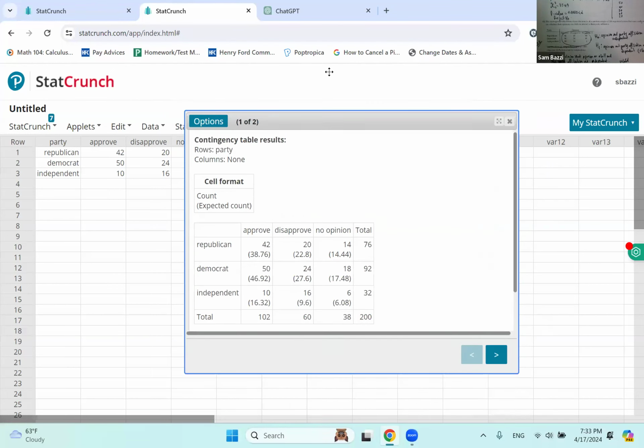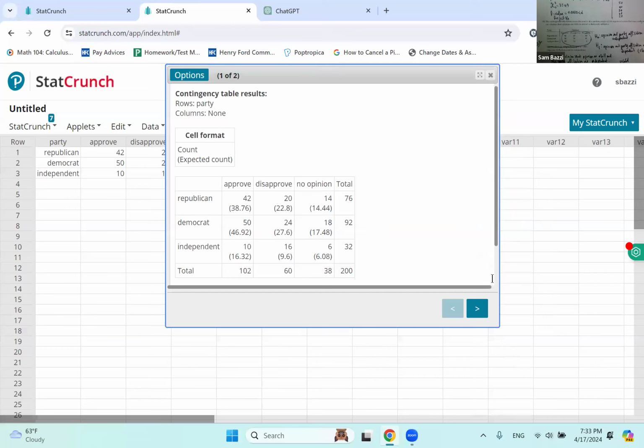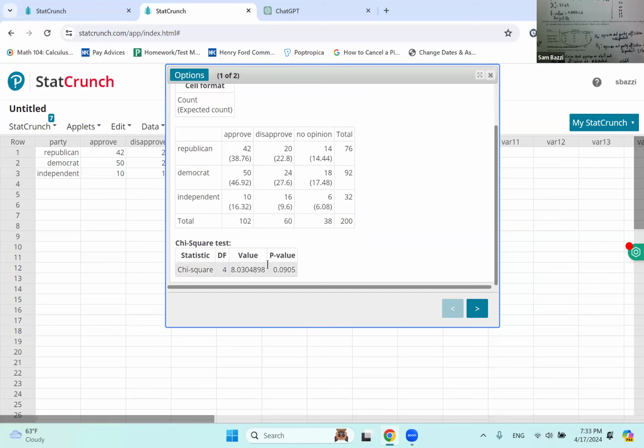And watch, guys. The test statistic is 8.0304. That's what we got. The p-value, guys, 0.0905. That's what we got. And these are the expected numbers. We have 9 observed values and we have 9 expected values. You see in parentheses, count them: 1, 2, 3, 4, 5, 6, 7, 8, 9. 9 expected values.